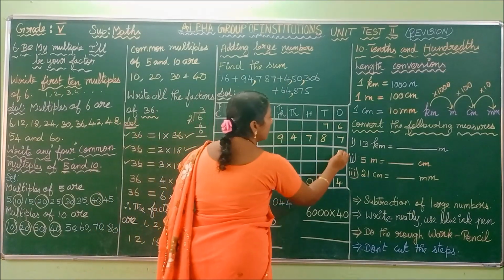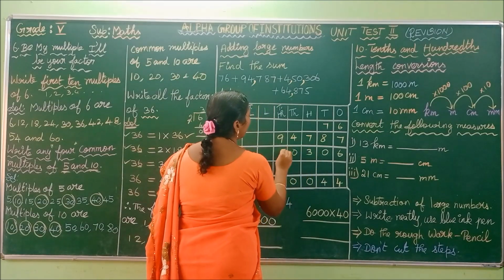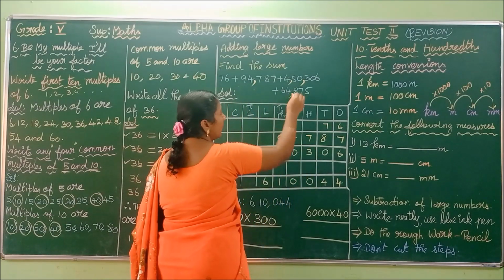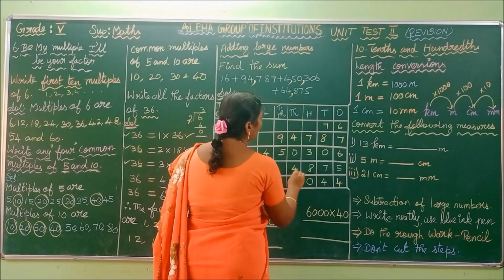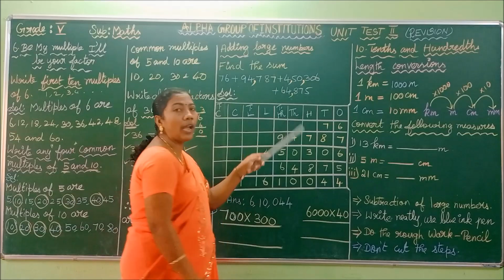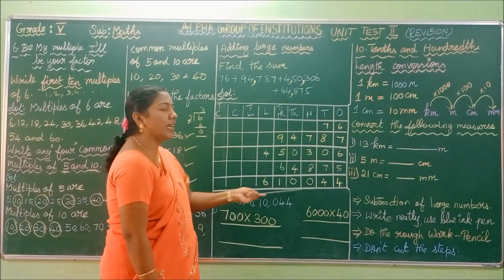See the next number. How can you write this? 6, 0, 3, 0, 5, 4. See what is the last number? 5, 7, 8, 4, 6. Now you have to add these numbers. I have already written the answer. So you get the answer like this.